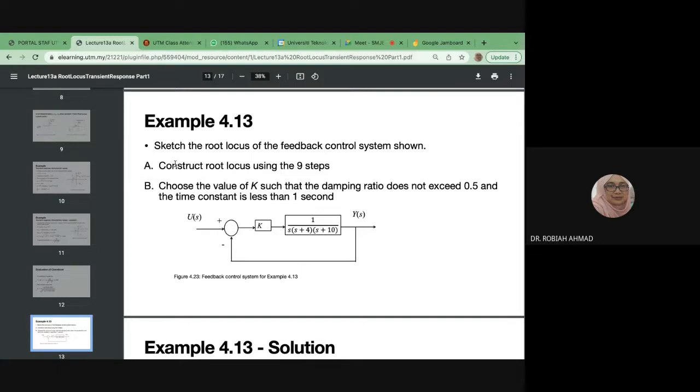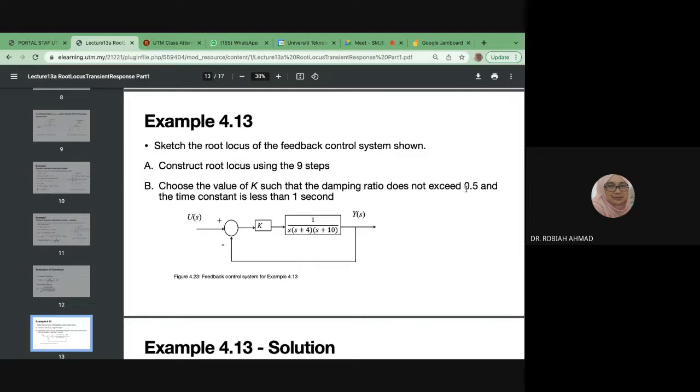Okay. So construct the root locus using the 9 steps, step by step. And then choose the value of K. Once we have our root locus, from the root locus, choose the value of K such that the damping ratio does not exceed 0.5 and the time constant is less than 1 second. So do step 1 to 9 first, we have a lot of time. Then from your root locus diagram, we have conditions here.